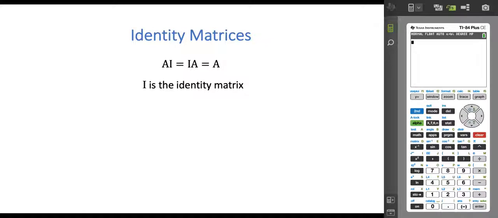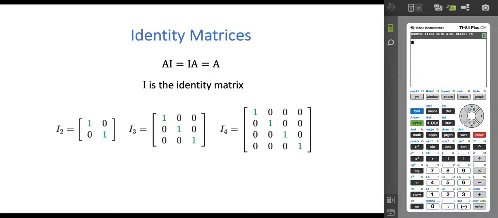I is called the identity matrix. What we just looked at was an example of what it looks like with a 2 by 2. But how big A is will determine what your identity matrix looks like. For example, this first one right here is what the identity matrix looks like for a 2 by 2. We saw that in the previous screen. But here's the identity matrix for a 3 by 3, and here's the identity matrix for a 4 by 4. If we had an identity matrix for a 5 by 5, there would be ones on the diagonal and zeros everywhere else.